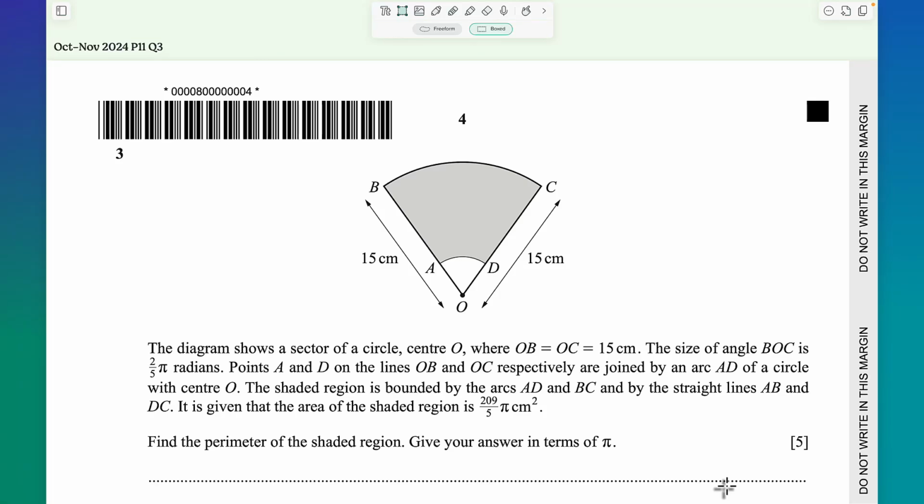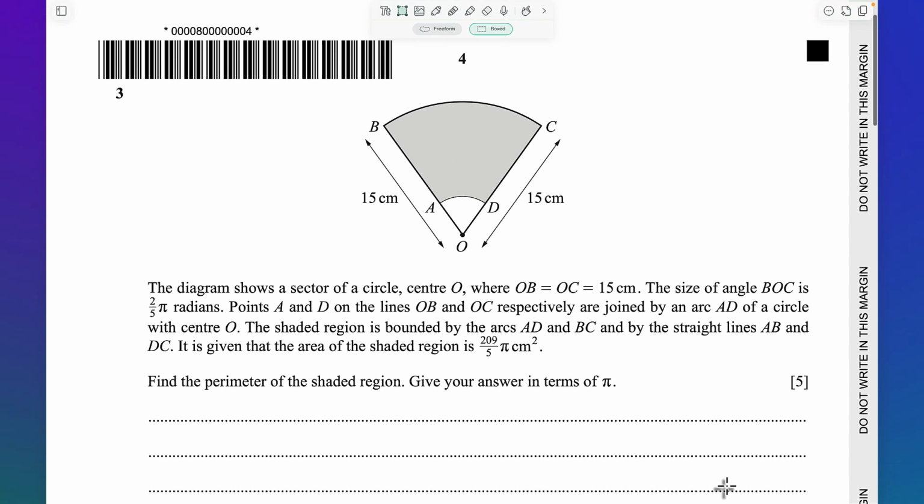In this video, we're going to be going through the October-November 2024 paper 11 question 3 problem. Just looking at the diagram, we can see that it has a sector. So we've got this big sector BOC or OBC, which goes from the center all the way out, and that radius is 15 centimeters. And then you have that arc, but we also have this other smaller arc defined by AD, that's been cut out of that sector. And then we have the shaded region that's left inside there.